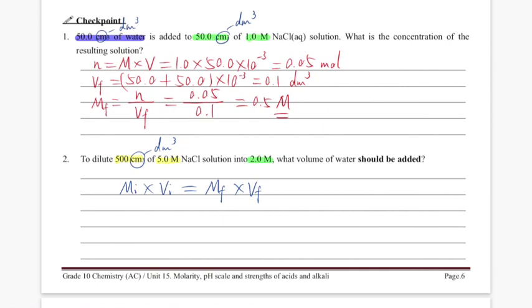Molarity of the initial solution is 5.0 and the volume is 500 over 1000, so it should be 0.5, equals the molarity of the final solution, which is 2, times the volume of the final solution. By solving that equation, we can work out that the volume of the final solution should equal 1.25 dm cube.